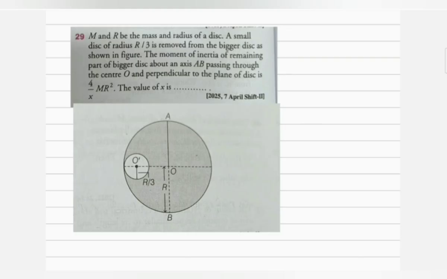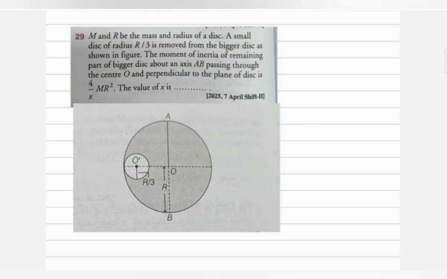M and R are the mass and radius of a disk. A small disk of radius r by 3 is removed from the bigger disk as shown in the figure. The moment of inertia of the remaining part of the bigger disk about an axis AB passing through the center O and perpendicular to the plane of the disk is 4mr square divided by x. The value of x is how much? This question came in shift 2, 7th April 2025 examination.